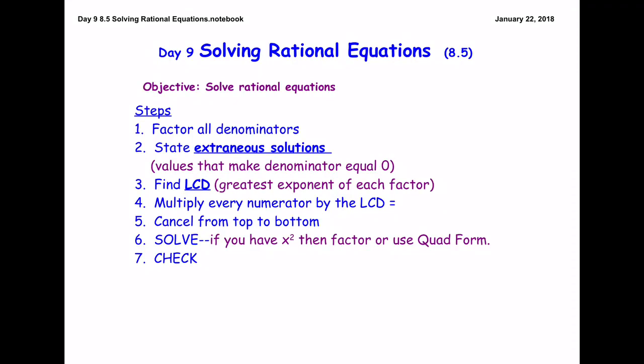Day 9, solving rational equations. Today you will be able to solve a rational equation. The steps are listed below.